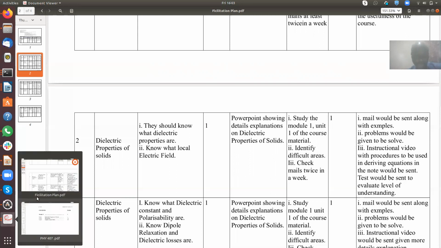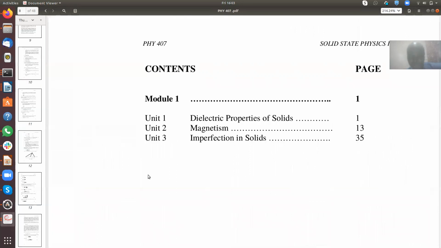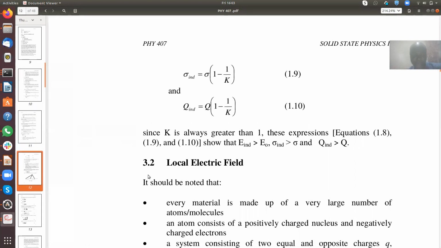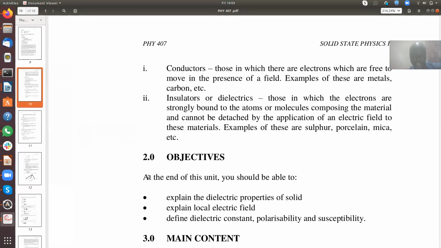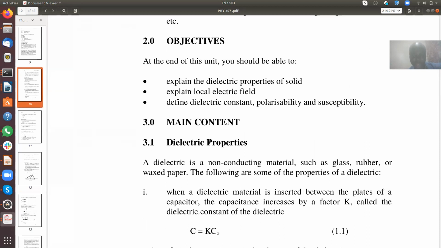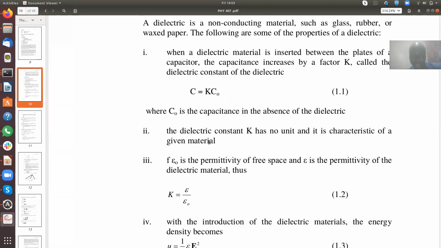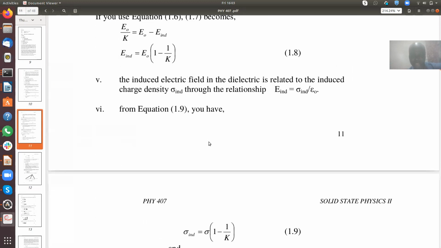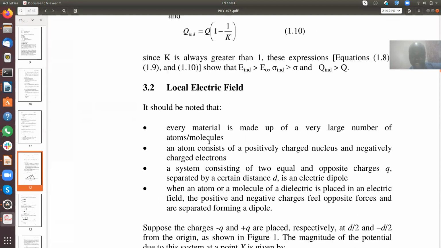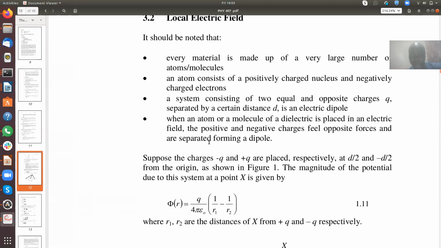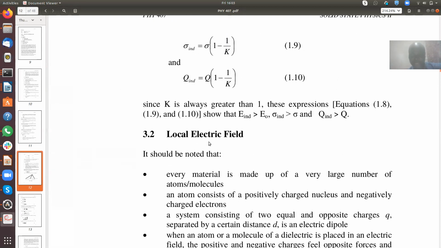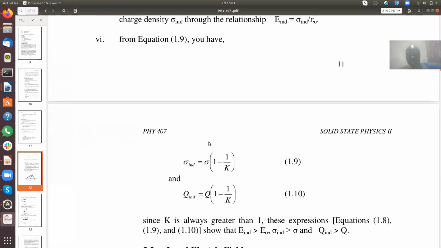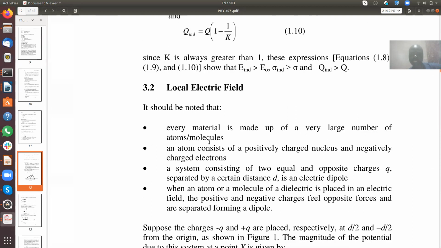So this week, we continue from where we stopped, as I said. Our discussion this week will be centered on... we have discussed extensively about dielectric properties, which is up to page 11 on the course material that I sent to you 2 weeks ago. So I now continue from local electric field.